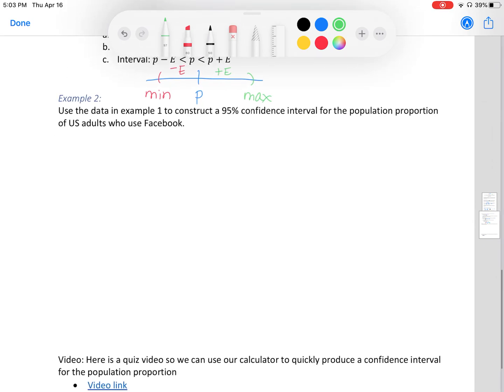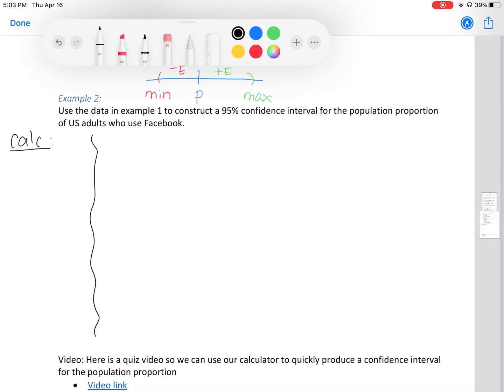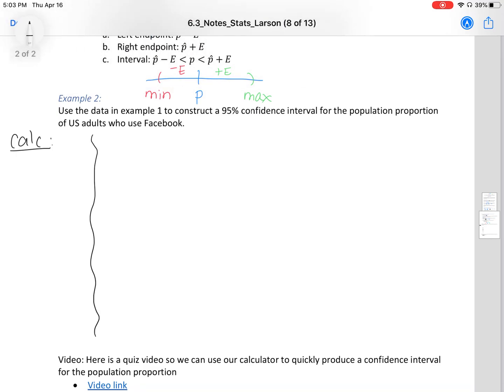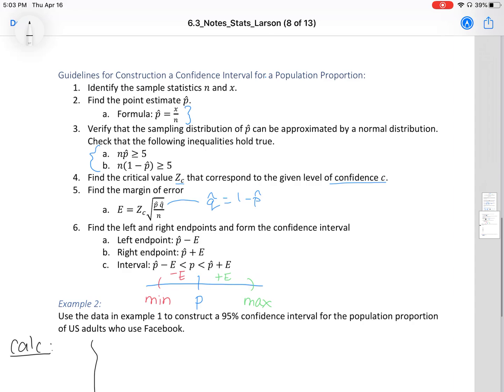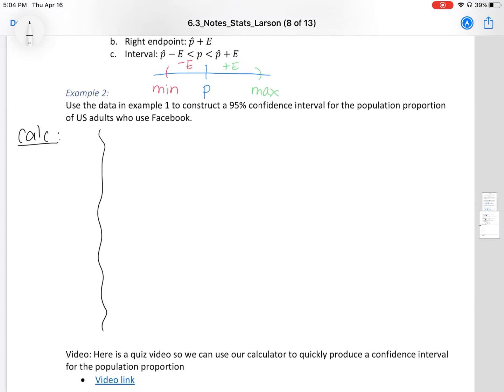Okay, let's go ahead and do example 2. Now for example 2, we're going to do it by hand, and then we're going to do it again using our calculator. All right, so I'll save some space for our calculator work. All right, let's go through our steps. Now we have our steps listed above, right? We have our first step, step 1, identify n and x.